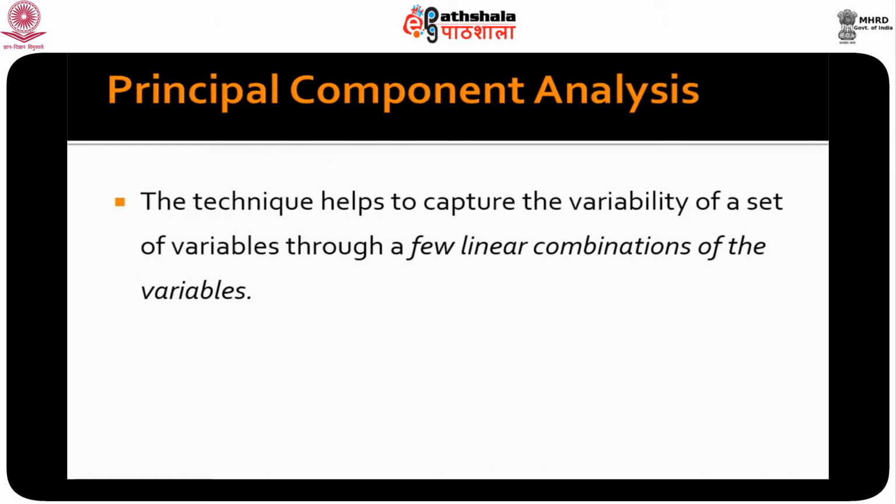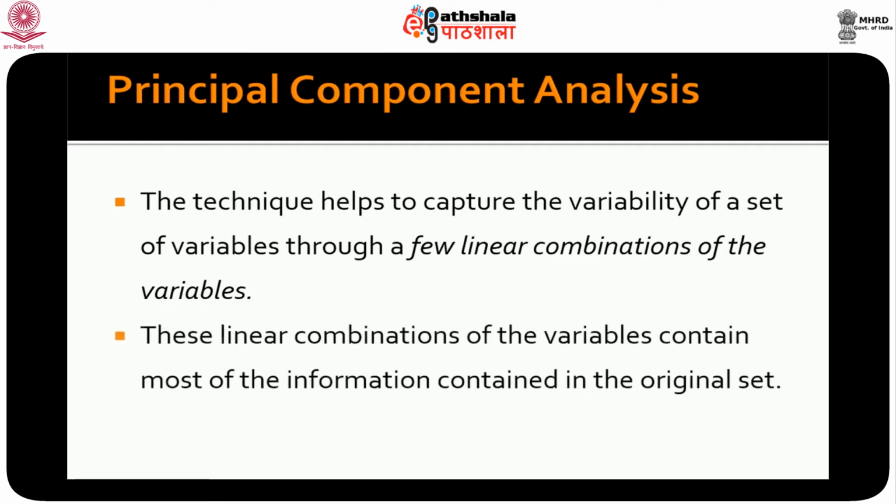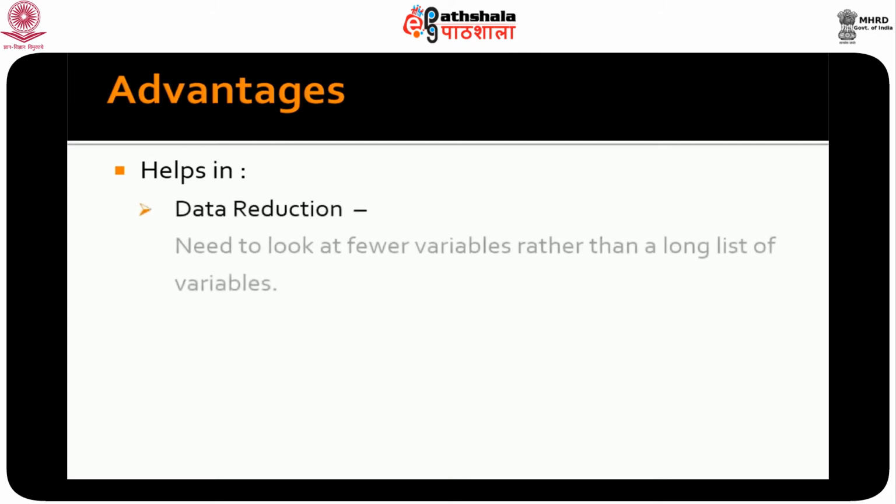Now, the principal component analysis helps us to capture the variability of a set of variables through a few linear combinations of the variables, and these linear combinations of the variables contain most of the information that is contained in the original set. So, what we do is basically we reduce the original number of variables to a smaller number of variables, which are primarily linear combinations of the original ones, and moreover they contain the same information.